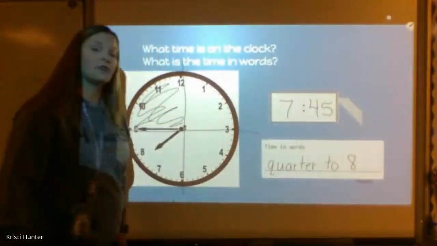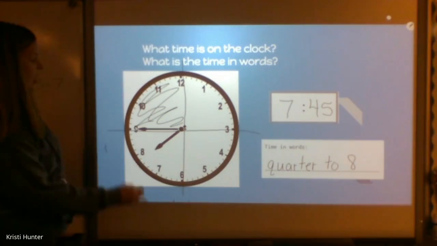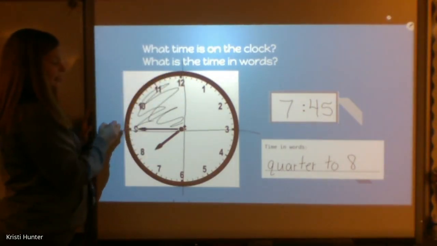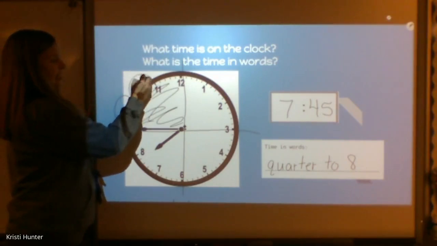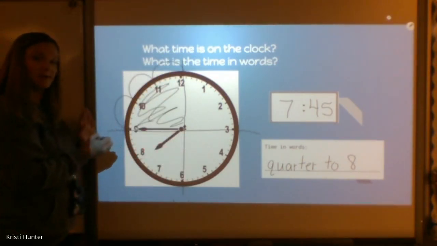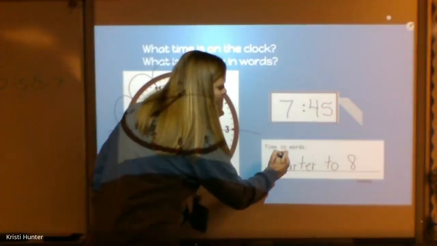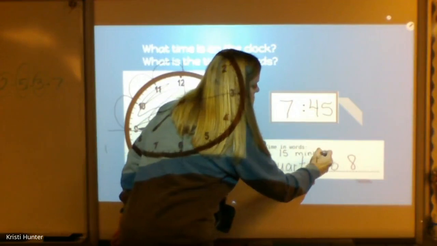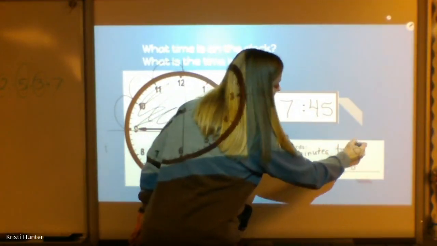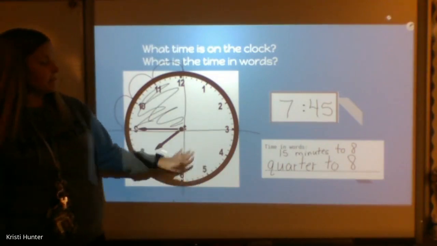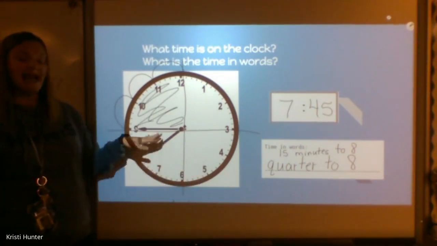Now there is another way to write this time. I could count up my minutes till 8. So I could go 5, 10, 15. Because again, it's past that halfway point. So I could also say it is 15 minutes to 8.